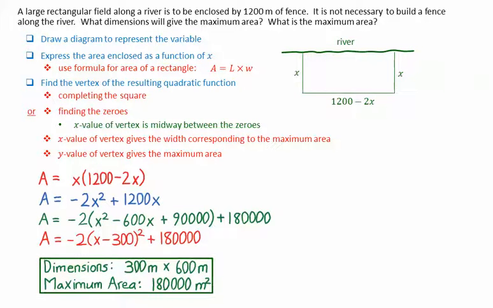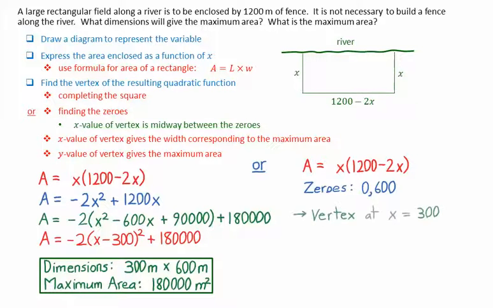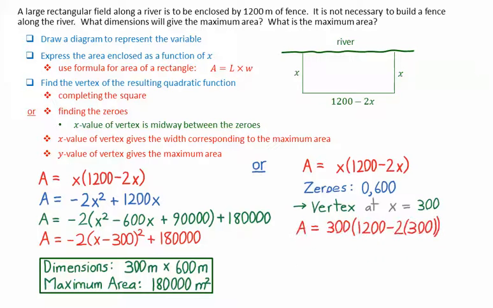The other way you could do this is by figuring out the zeros. If we have the area equals x times 1,200 minus 2x, the zeros, which correspond to the x-intercepts of the graph, correspond to 0 and 600. This means that the vertex is right in between those two zeros at an x value of 300. We can then simply plug in x equals 300 into the above equation.